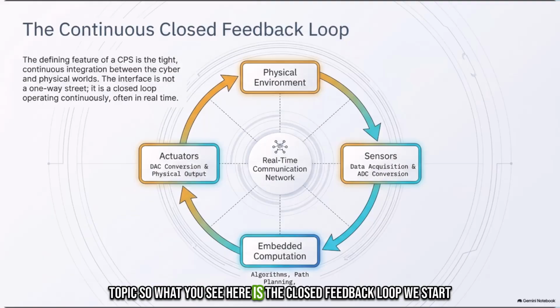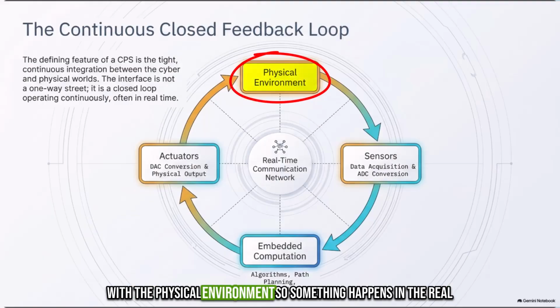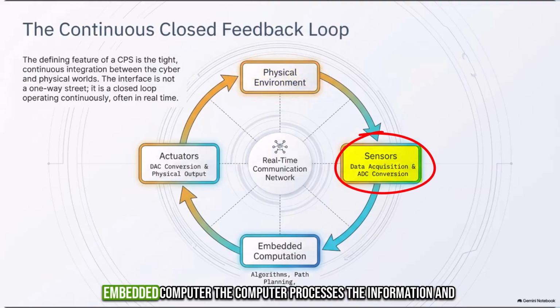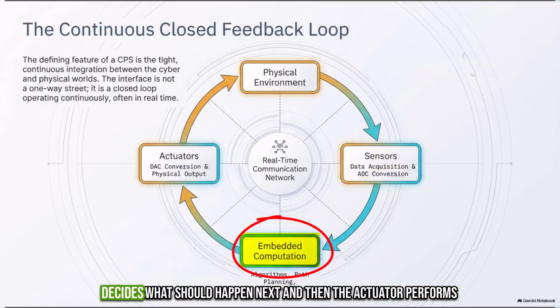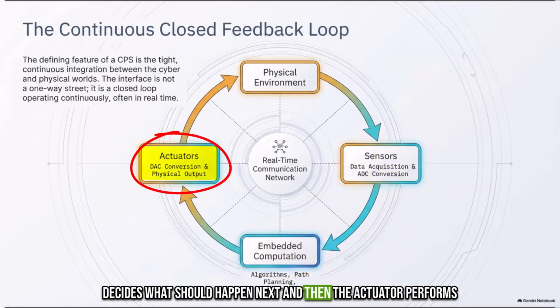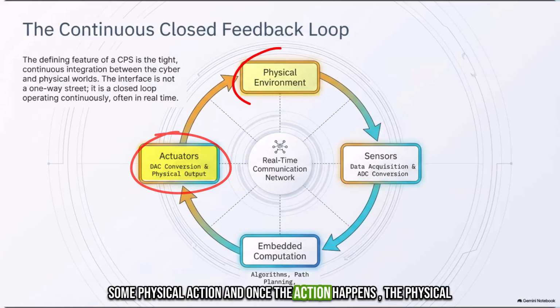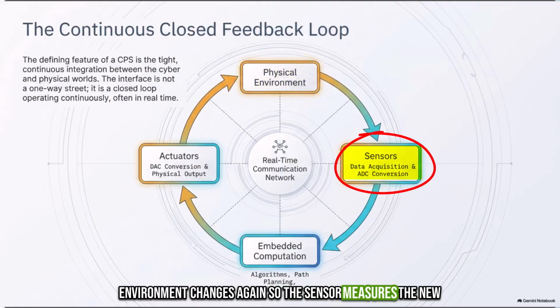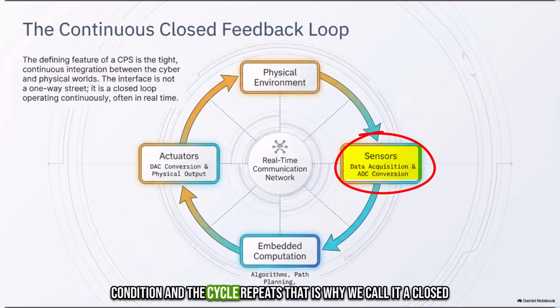This slide is probably one of the most important slides in this topic. So what you see here is the closed feedback loop. We start with the physical environment. So something happens in the real world, then the sensor measures it. The sensor data is passed to the embedded computer. The computer processes the information and decides what should happen next. And then the actuator performs some physical action. And once the action happens, the physical environment changes again. So the sensor measures the new condition and the cycle repeats. That is why we call it a closed loop.